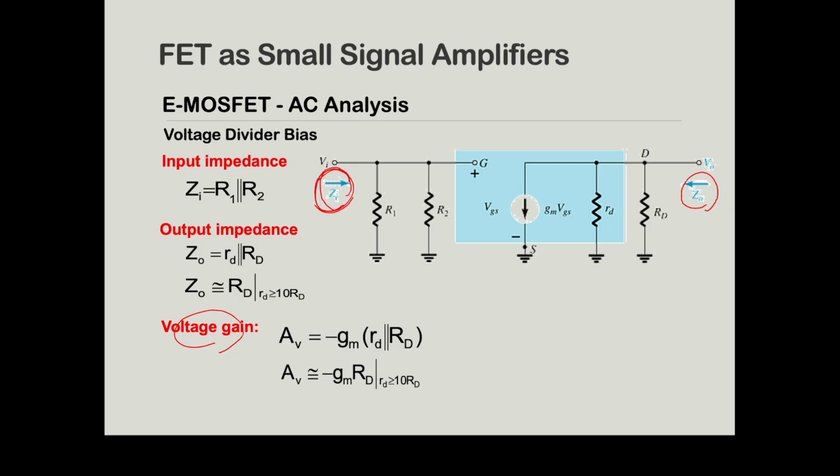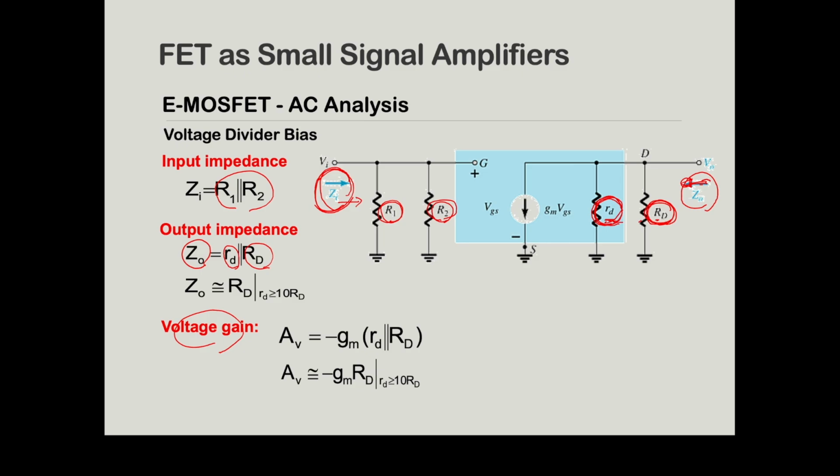For the input impedance, you can look at this part. It includes R1 and R2, and in this case, R1 and R2 are in parallel. Next, our output impedance is on this side. Inside your calculation, you must include RD, the resistance at the drain, and the internal resistance from the hybrid pi model, small rd. Both of these connections are in parallel, so small rd is in parallel with capital RD.